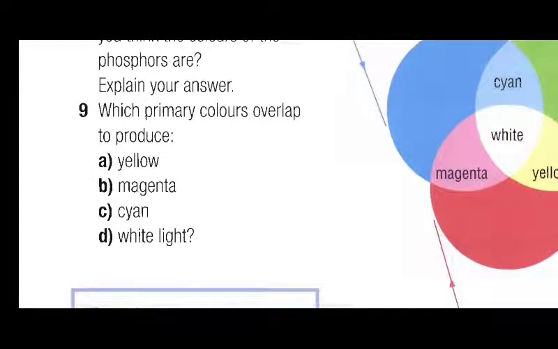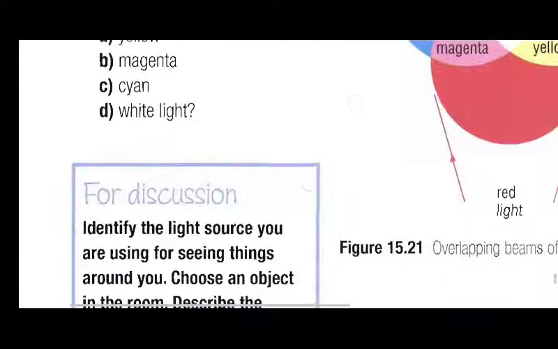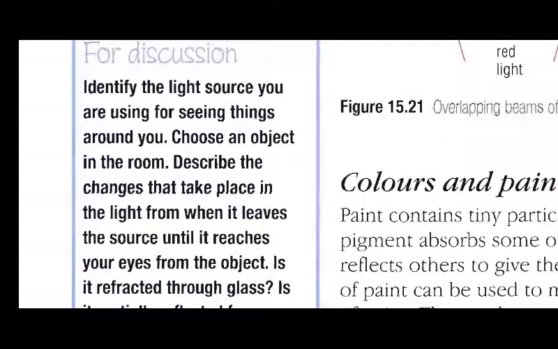Question 9, it says, which primary colors overlap to produce yellow, magenta, cyan, and white light? So I'll leave this to you guys as homework. When you're done, write it in the space given below. Yellow, magenta, cyan, and white light. Which colors do you need to overlap to give you this?